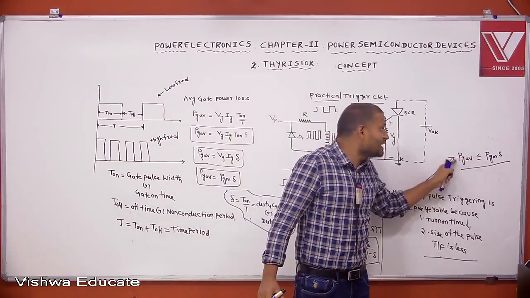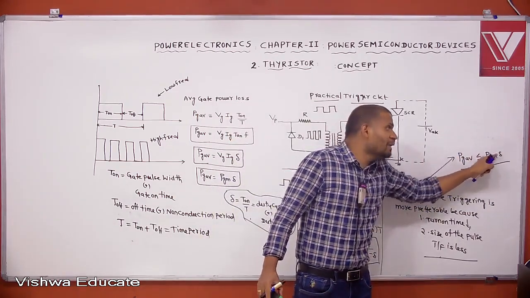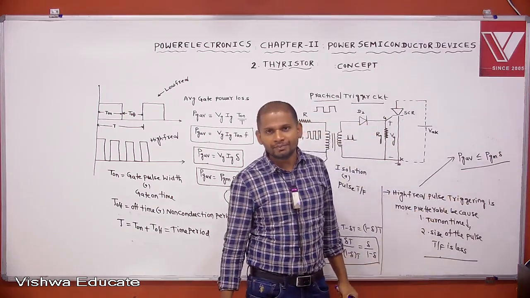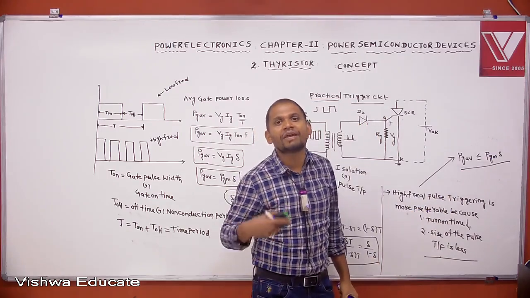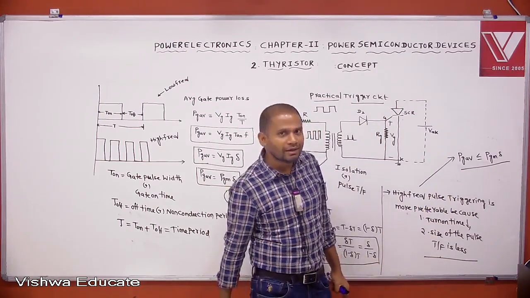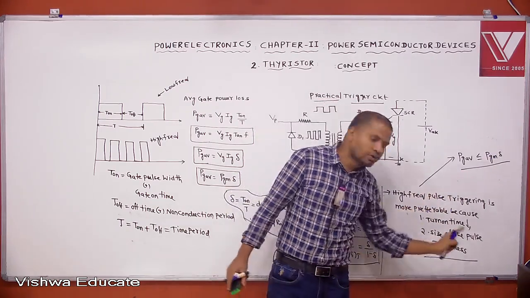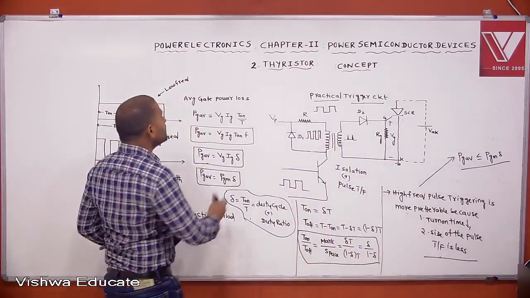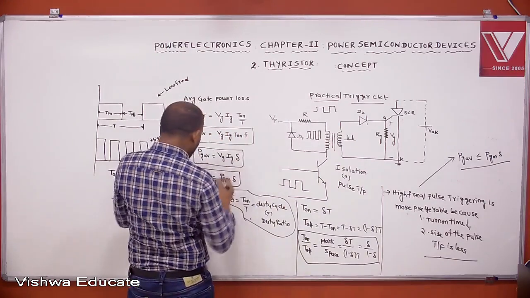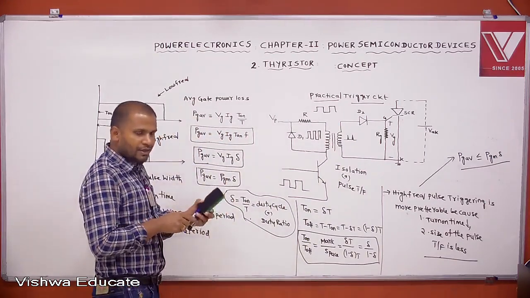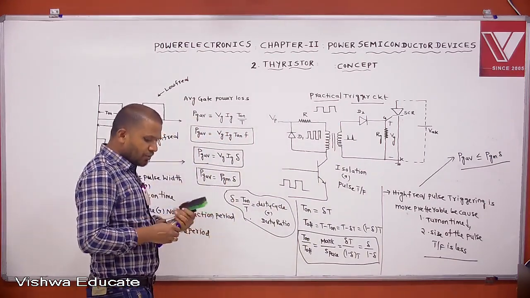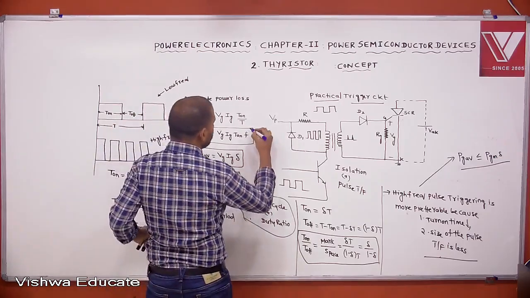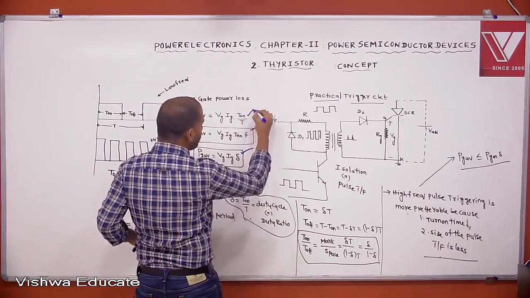If this average gate power loss is greater than PGM into delta, then the SCR gate terminal will be damaged, because at high amplitudes there is high power loss. This is what exactly pulse triggering is about. Concentrate mainly on these formulas. Every formula is important, and based on these formulas we will also see some questions in the classroom workbook.